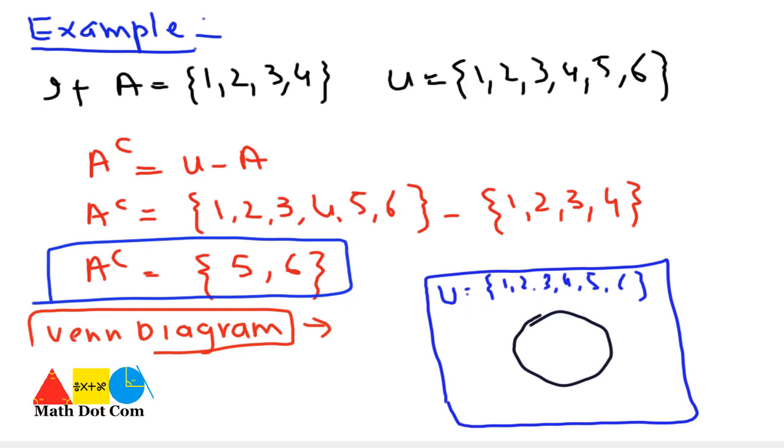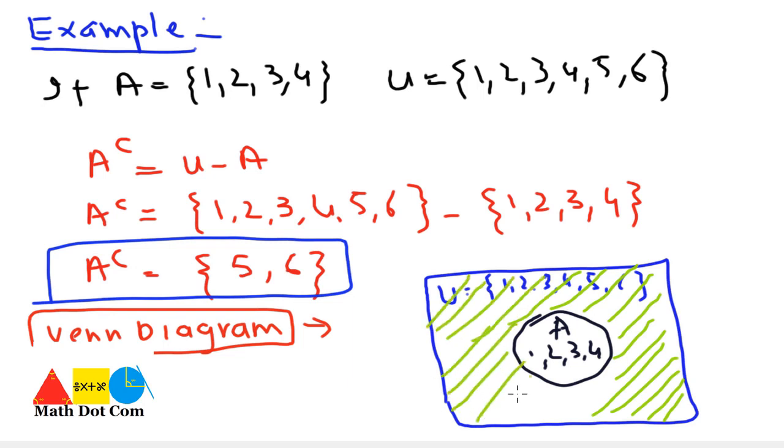This is A, that is 1, 2, 3 and 4. Now we will represent the desired portion by drawing the lines. U minus A will be, 1, 2, 3, 4 has been subtracted, then the portion that is required will be like this. This is the required portion of U minus A, that is A complement. A complement is equal to U minus A, and it refers to this Venn diagram representation.